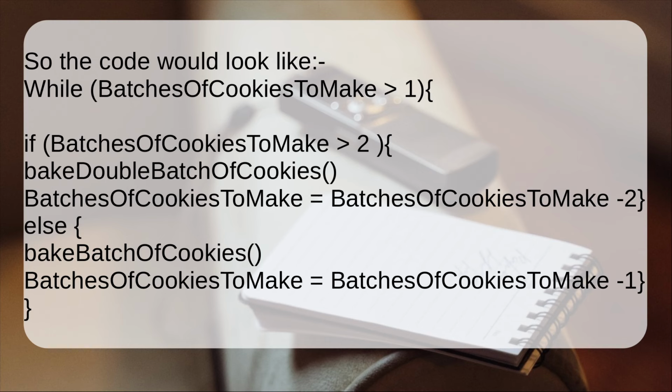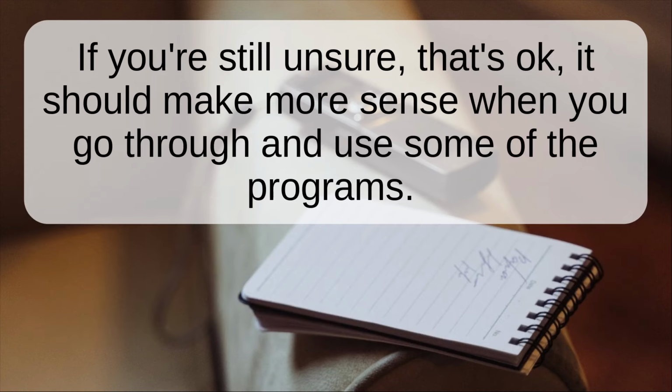But we can be a bit more efficient by making double batches if we have to make more than one. So the code would look like, while batches of cookies to make is greater than 1, if batches of cookies to make is greater than 2, bake double batch of cookies. Batches of cookies to make equals batches of cookies to make minus 2, else bake batch of cookies. Batches of cookies to make equals batches of cookies to make minus 1. If you're still unsure, that's okay. It should make more sense when we go through and use some of the programs.